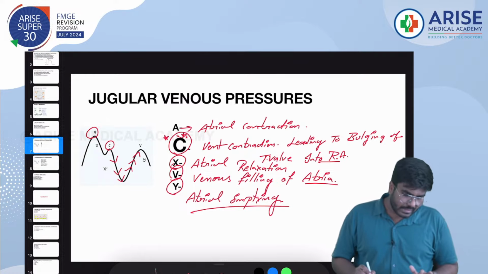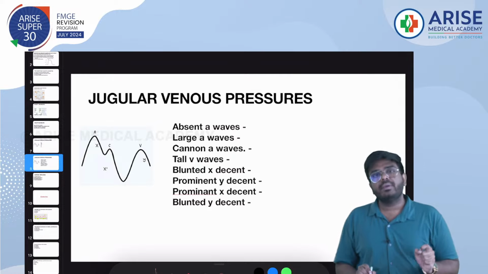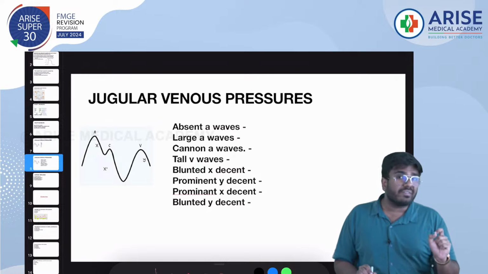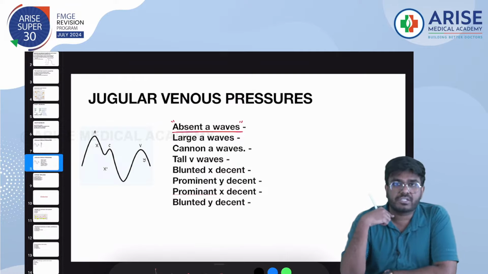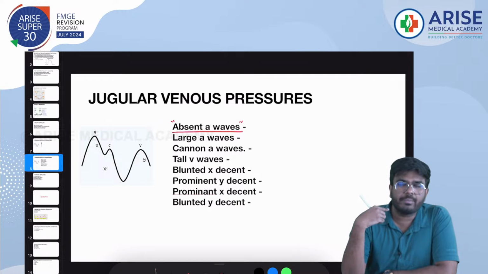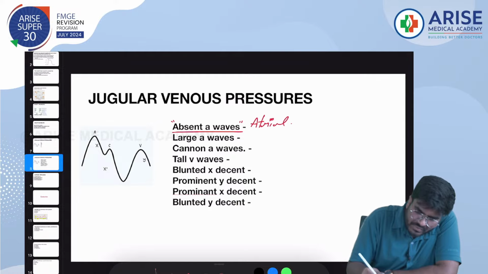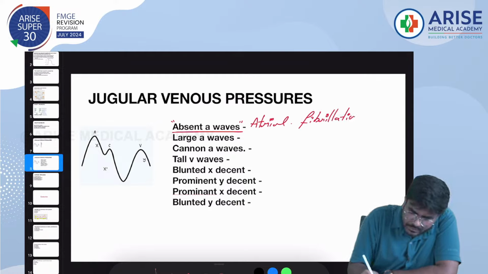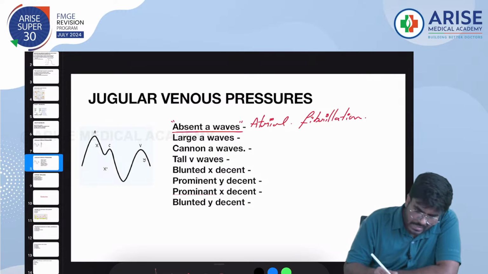Okay, these are the different JVP waves. Now, in certain disorders, there will be abnormal JVP findings. See, in which condition is the A wave in the jugular venous pressure going to be absent? The A wave in the JVP is absent. It is going to be seen in atrial fibrillation. In a condition called atrial fibrillation, the A waves are going to be absent.